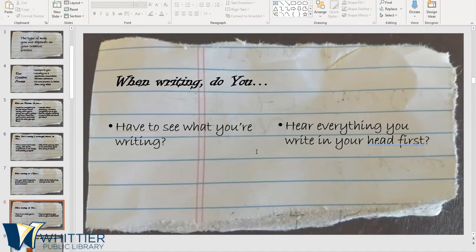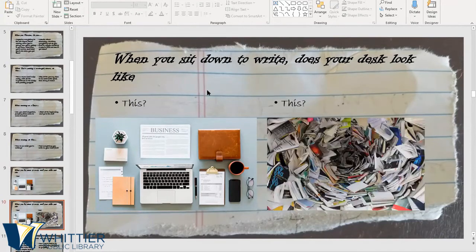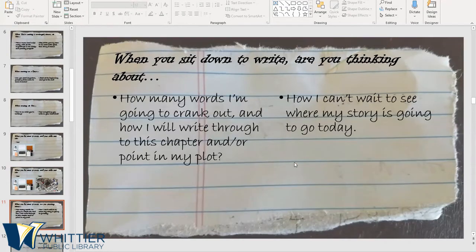So again, we're going to be somewhere in between this, but that's exactly part of the process and knowing how it works. When you sit down to write, does your desk look like this? Or this? Mine tends to look like that, especially when I'm really going. When you sit down to write, are you thinking about how many words you're going to crank out, that you're going to write to this point in the chapter, and oh boy, you can't wait to see where your story is going to go today? Keep in mind, most of us are somewhere between these two extremes, okay? And that's the next thing.